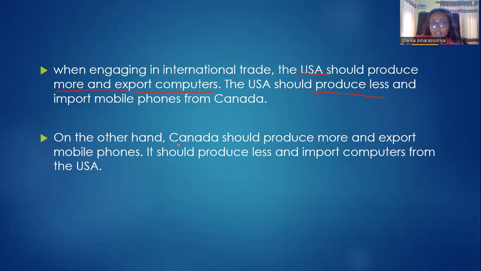Next, on the other hand, Canada should produce more mobile phones and export them, because it can produce more mobile phones within a labor hour than USA. It should produce fewer computers and import computers from the USA. Simply, Canada can produce mobile phones and export them to the USA, and they can import the computers from the USA.